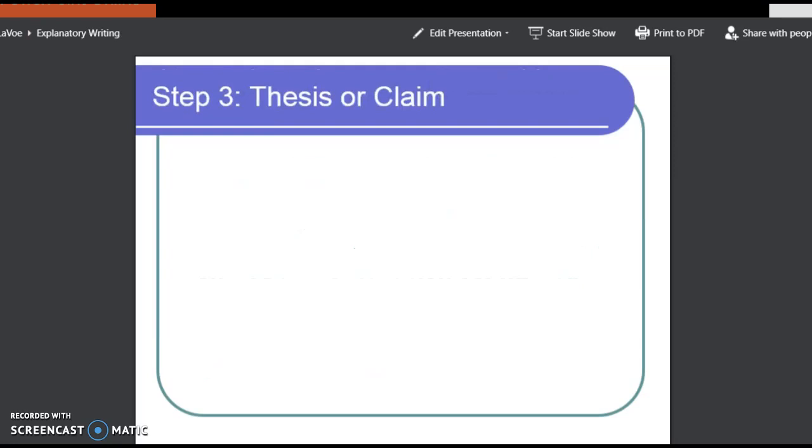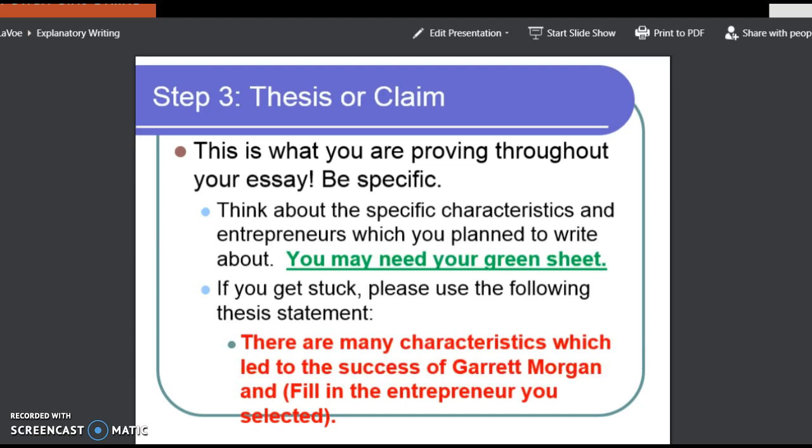Finally, it's time for our thesis or claim. Remember, that's our T in HIT. It's the last sentence of your introduction, and this is where we really want to let our readers know what it is that we'll be writing about and proving in our body paragraphs later on in the essay. Think about the specific characteristics in entrepreneurs which you plan to write about.